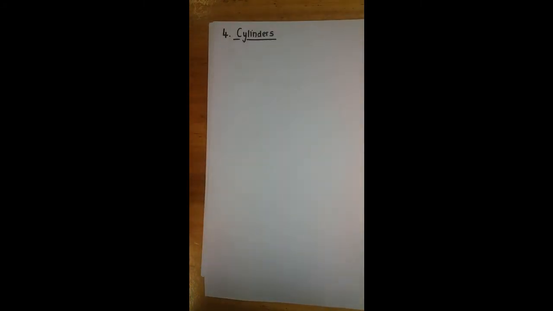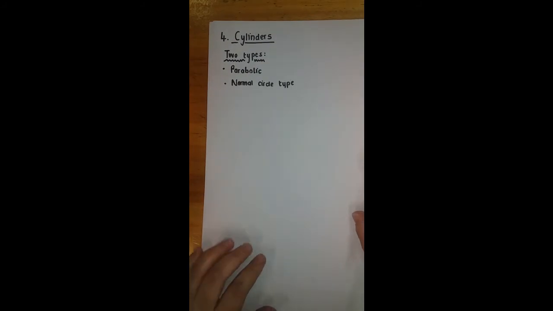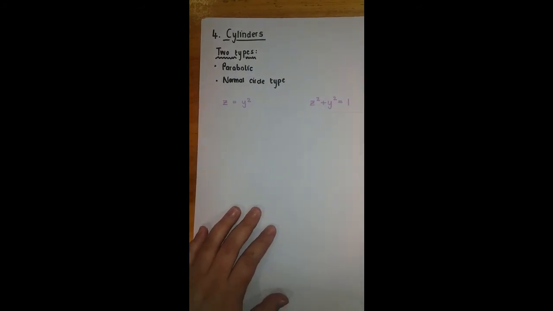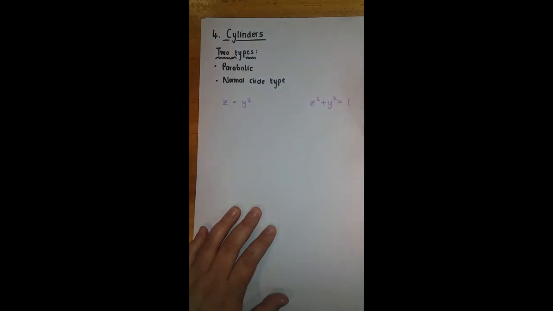The next one is cylinders. There are two types of cylinders that you will encounter: a parabolic cylinder and a normal circle-type cylinder. So these are examples of the two different cylinders. This one would be a parabolic cylinder. You'll see it looks like the normal formula for a parabola. And this would be your circle-type cylinder, and it looks like the general form for a circle.